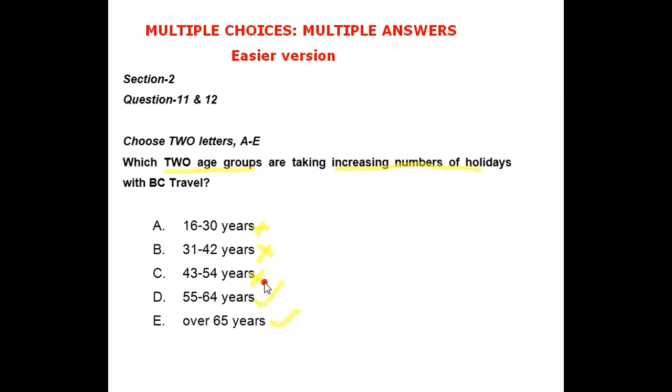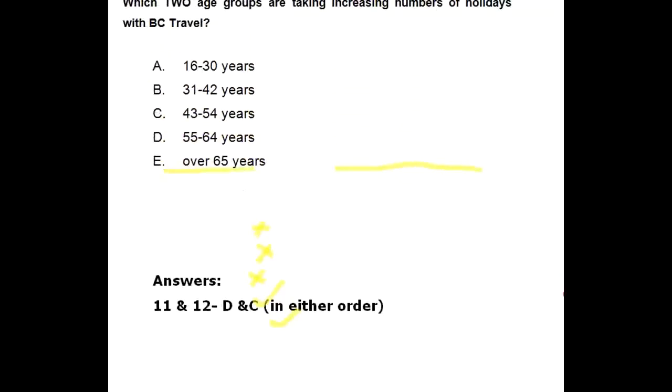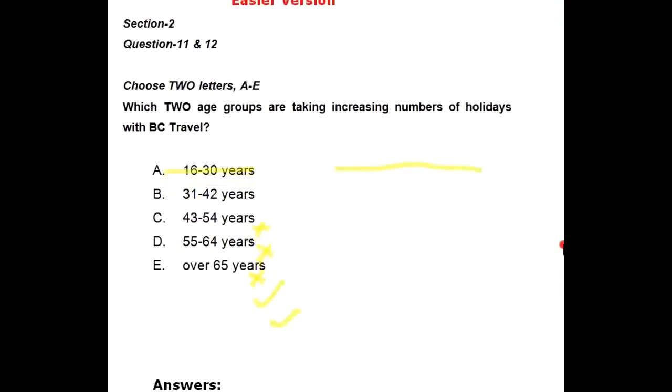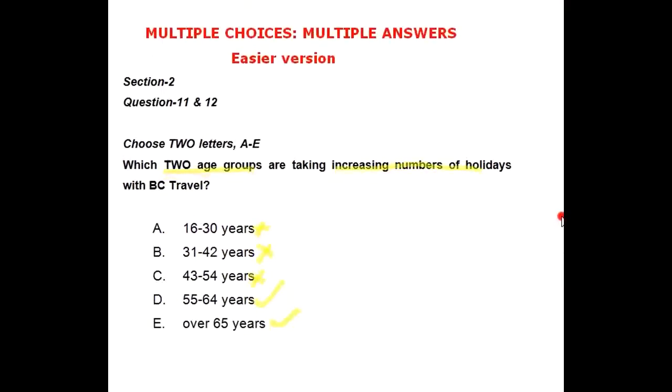So no increase was seen there. So that's the easier version of this. You can see answers are given here. If you want to see, these are the answers, D and C, and you can write them in any order according to the question. Okay, that's all for this video.